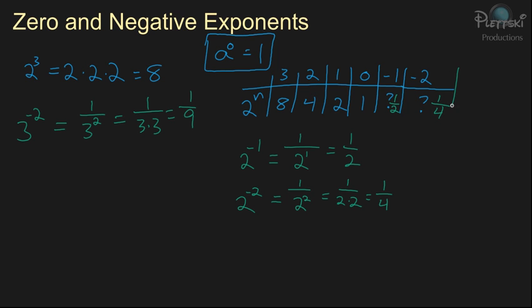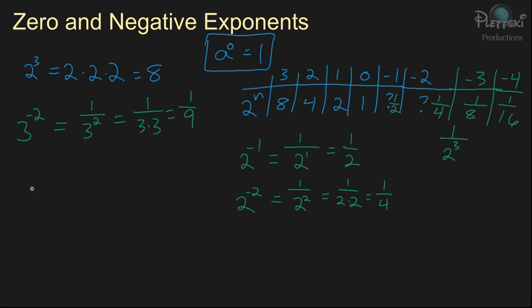And it keeps on going like that. If you have 2 to the negative 3 power, we already saw that it's a reciprocal of that. So it's 1 over 2 to the third power, which is 2 times 2 times 2, which is 8. So it's 1/8. And you can keep going. 2 to the negative 4th power would be 1 over 16, and so on. So that's how zero and negative exponents work.